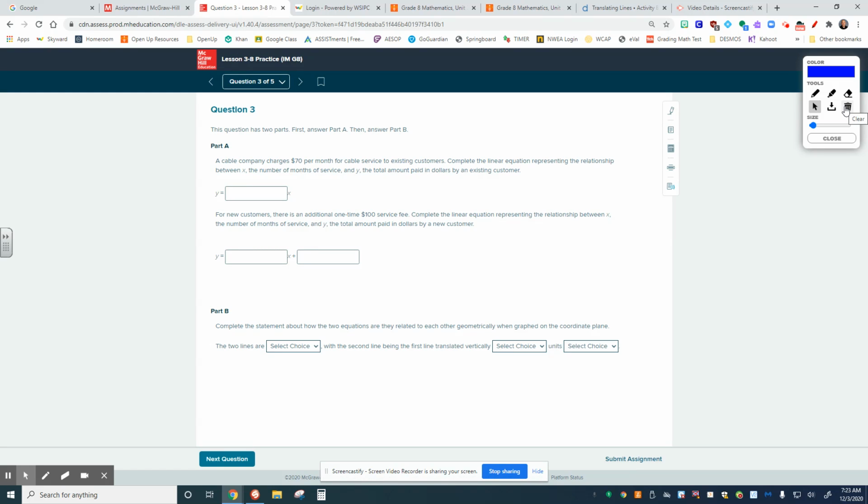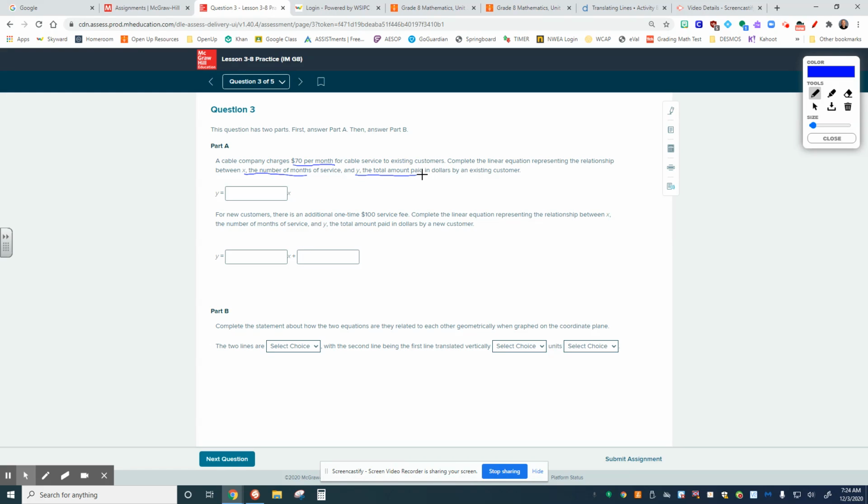This one we have to think a little bit without using a picture. If you need to draw a picture, draw a picture. But for this question, it has two different parts. First part A, then part B. In part A, we see that a cable company charges $70 per month for cable service to existing customers. Complete the linear equation representing the relationship between x, the number of months, and y, the total amount paid in dollars by an existing customer.